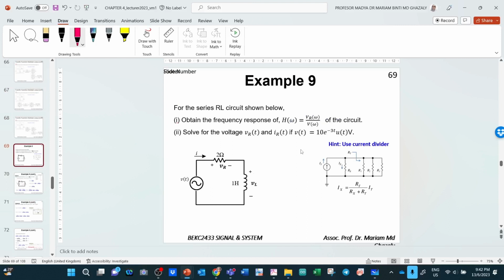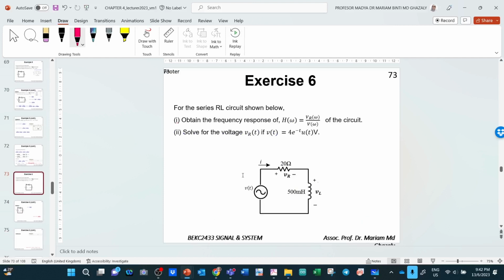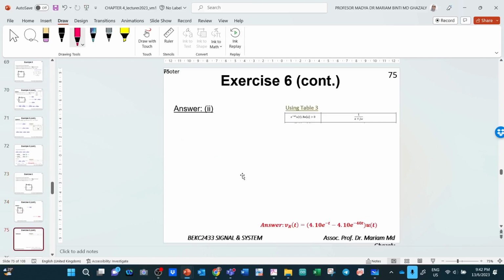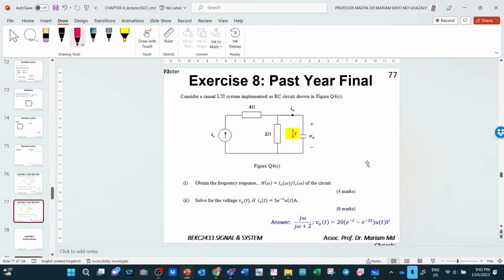On Thursday I will go directly to the examples. We will go to example 9 and how to answer it, and then exercise 6, which you may submit in Padlet. There are also a few examples of past year final exam questions using this application, with a circuit that has resistance and capacitance, and another capacitance over here.